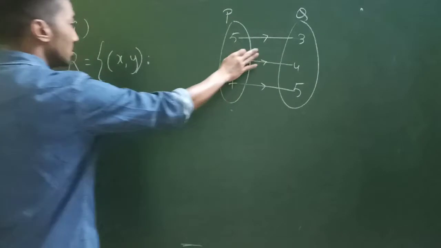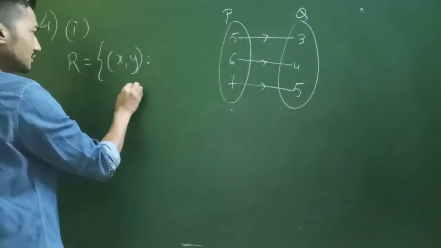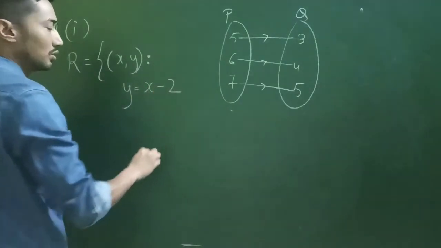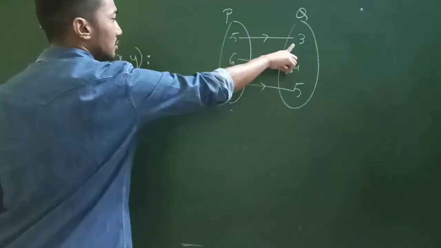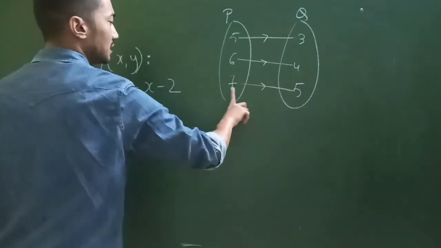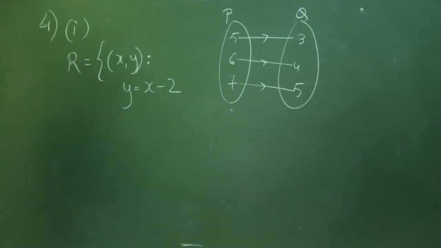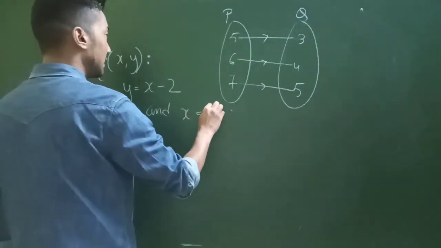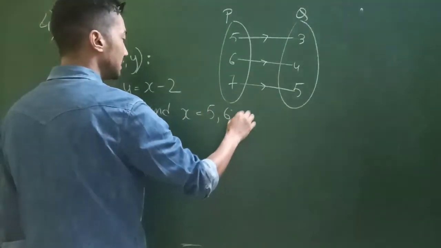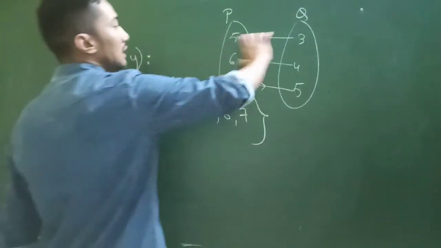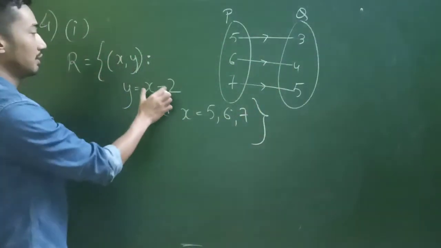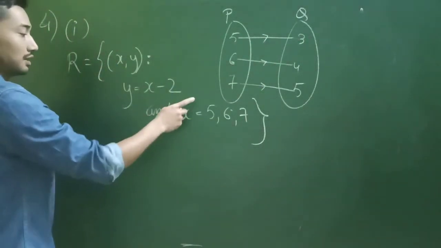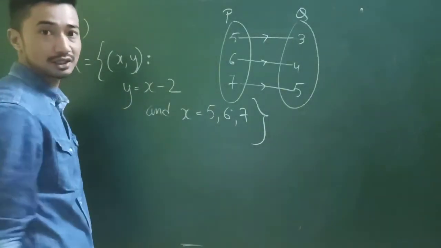Now I'll continue here. I will write y as x minus 2. Y is 5 minus 2, 3, 6 minus 2, 4, 7 minus 2, 5. You got that? And I'll define x as limited to 5, 6 and 7. Actually it should be written in the same line, but I'm writing it below for lack of space. So (x, y) such that y is x minus 2 and x is 5, 6, 7. No problem with that.